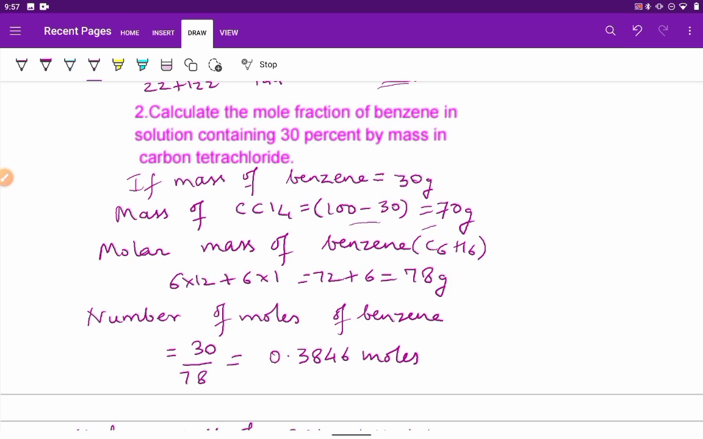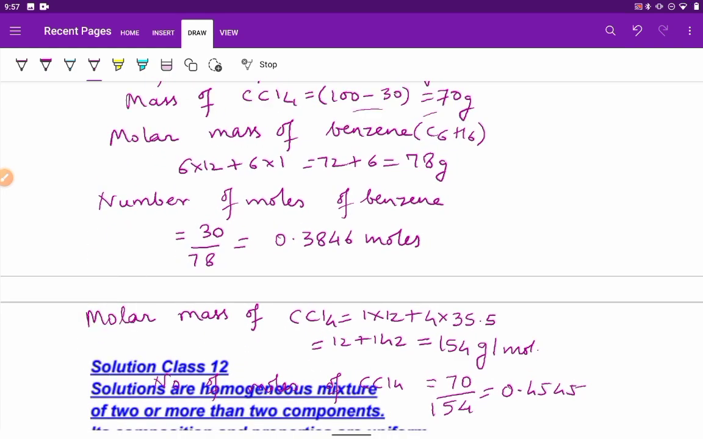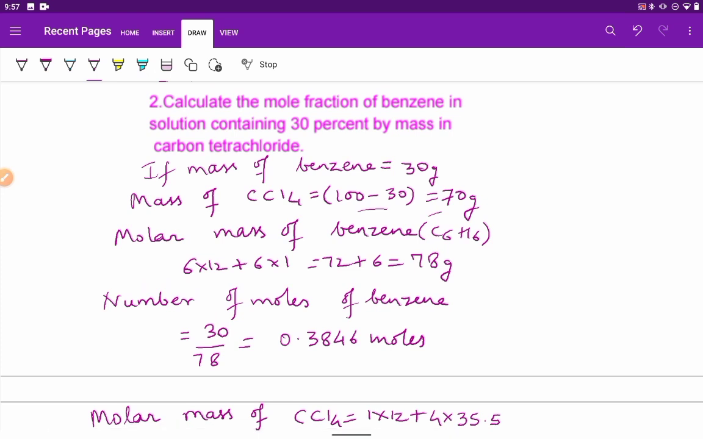To find out number of moles, we need to know molar mass of benzene because given amount we know. One is 30 grams, another is 70 grams. So molar mass of benzene, C6H6. Carbon atomic mass 12 into 6 because 6 atoms, so 6 into 12 plus for hydrogen 6 into 1. So 72 plus 6, that is 78 grams. Number of moles of benzene, 30 by 78, that is 0.3846 moles. This is for benzene moles.